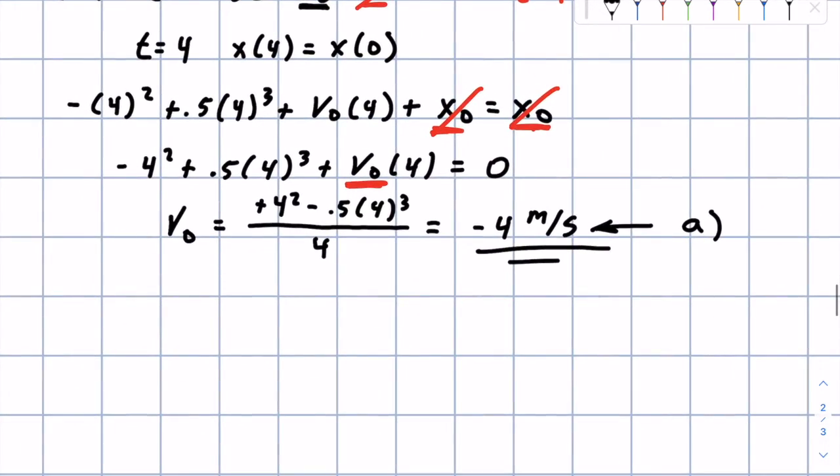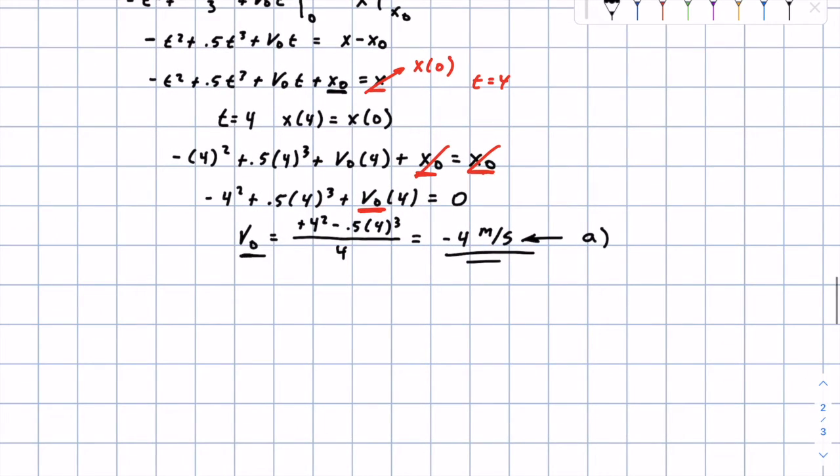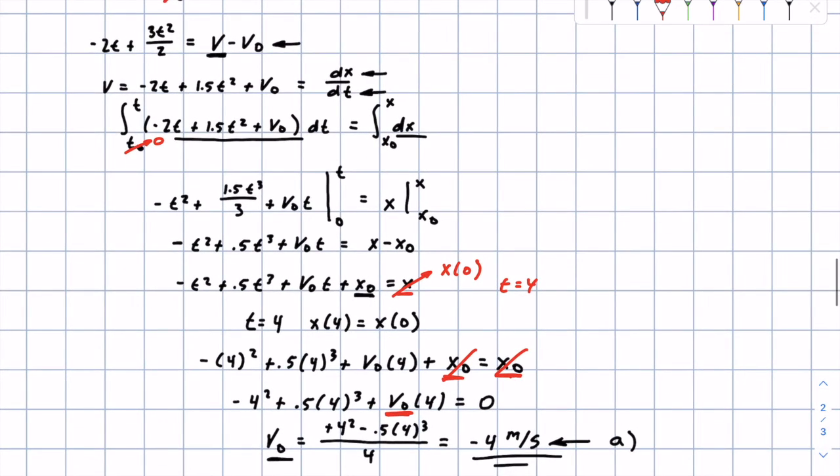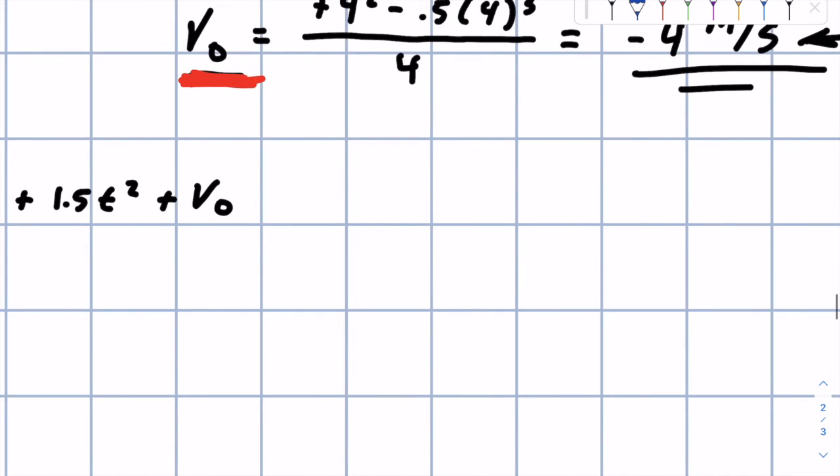Now that we know v naught, we can take the v naught here, we know it's equal to negative 4, and plug that in right there, because we want to find velocity at time t equal to 4, and we know the initial velocity. So by plugging this into here and plugging in t equal to 4 here, we can get the velocity. So I'm just going to take this part, put that right there. And we know that v naught is equal to negative 4 meters per second. So let's make those substitutions.